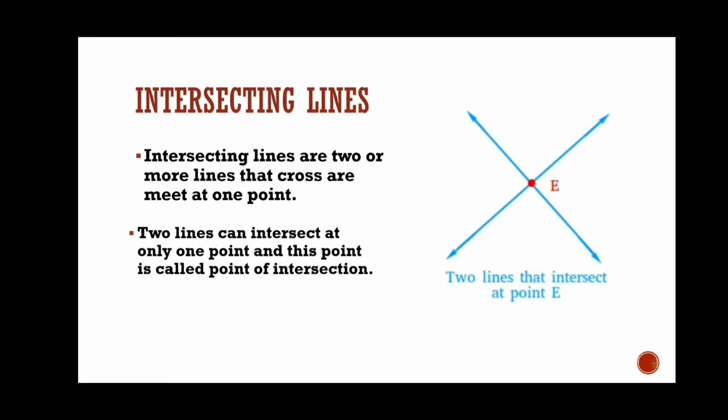Now the next is intersecting lines. Intersecting lines are two or more lines that cross or meet at one point. In the figure you can see that these two lines are crossing each other and meeting at one point, that is point E. So point E is called the point of intersection, where the two lines intersect at one point.